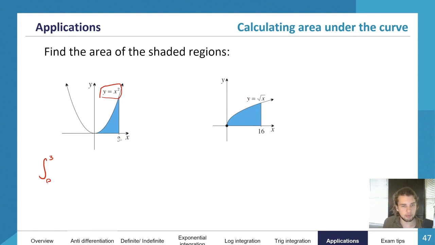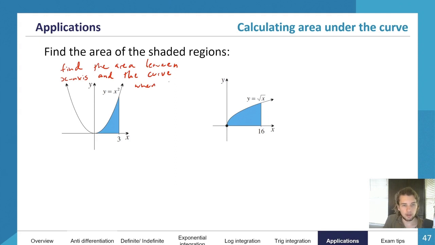It might sometimes give you something a bit more complicated. You know what, let's actually do a more complicated version of this question. Let's say it asks us to find the area between the x-axis and the curve when y is equal to 0 and y is equal to, let's say, 9.